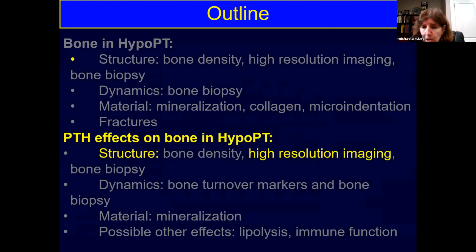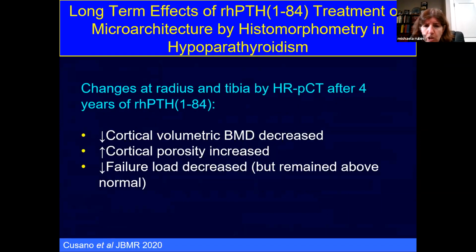When we looked at this more closely with the high resolution imaging, we saw that indeed the bone was getting thinner. The cortical bone was decreasing and little holes in the cortical bone, known as cortical porosity, were increasing. And the failure load, or a way to measure the bone strength, actually decreased, but it still remained above the normal level. So the bone was getting thinner.